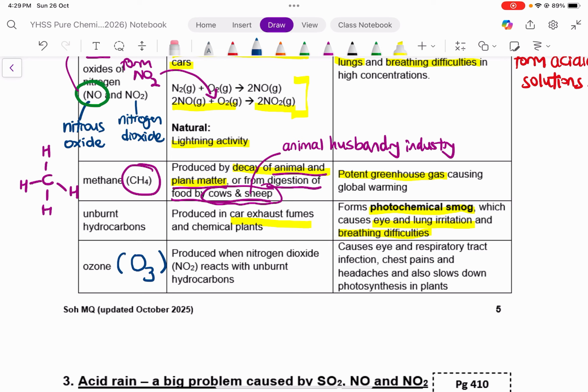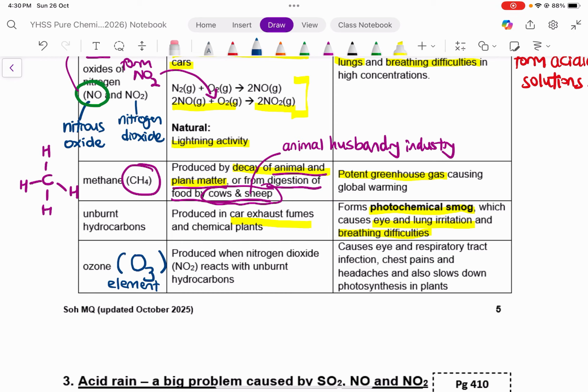So, ozone is interesting because it's actually oxygen. It's an element, right? Oxygen has two allotropes. There's O2, which is what you breathe in order for aerobic respiration to happen. But there's also ozone, O3. So ozone is an allotrope of oxygen, just like how graphite and diamond are allotropes of carbon.